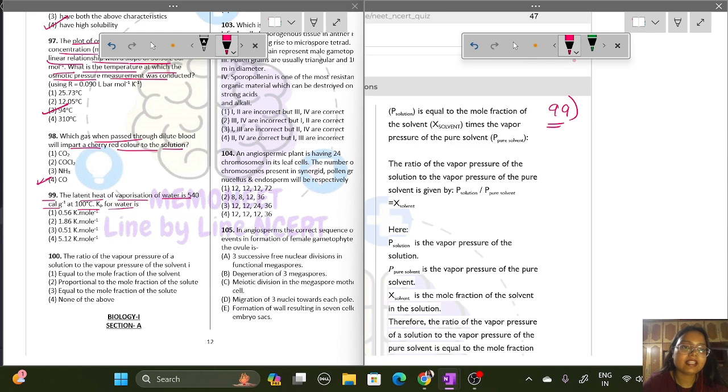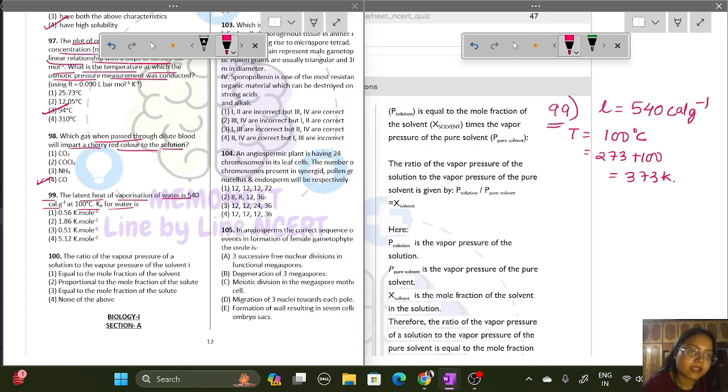The latent heat of vaporization is given as 540 calorie per gram. Temperature here is given as 100 degrees Celsius. If we convert it into Kelvin, 273 plus 100 is 373 Kelvin. Now, we have to find out the Kb, not Kp. So what is the formula for Kb? It is RT square by 1000 into latent heat.